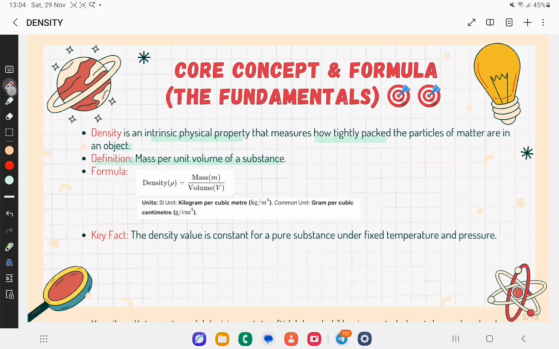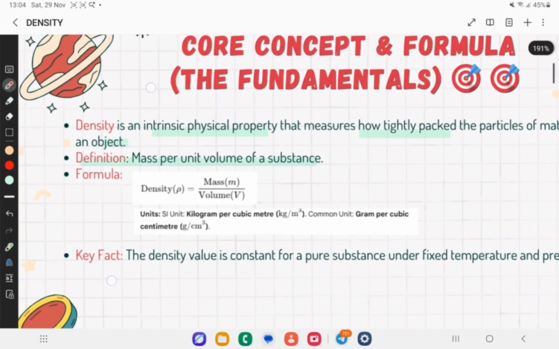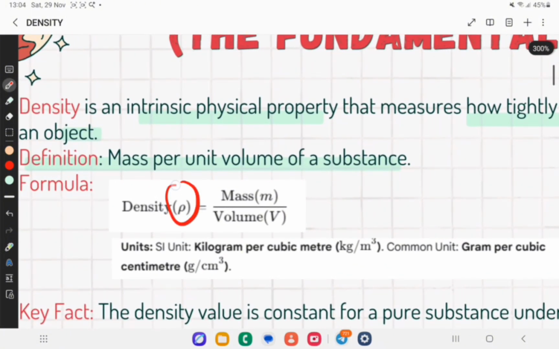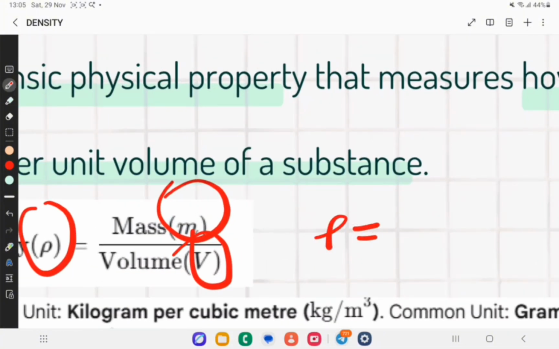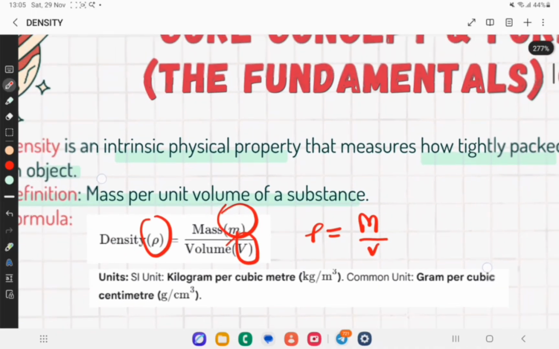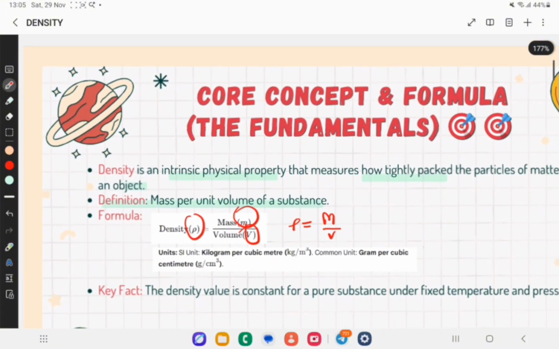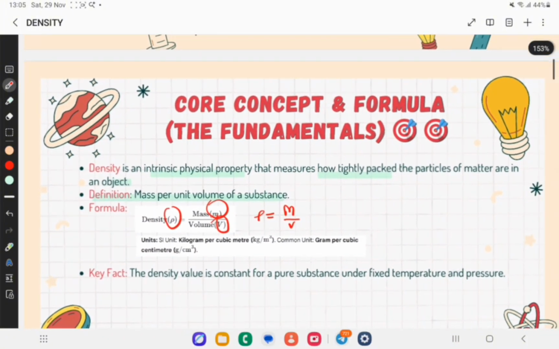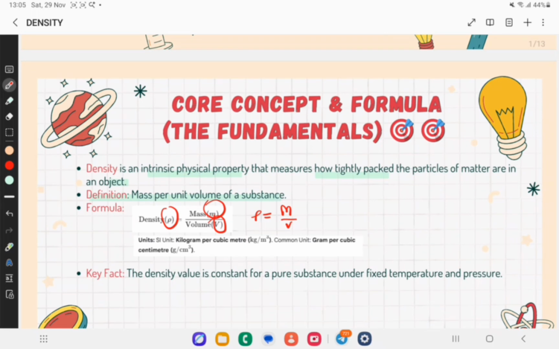So this is our formula that you need to remember and memorize. Density, this is our symbol for density, and density equals mass over volume. So I will write here, density equals mass over volume, M over V. That's the tip. The SI unit is kilogram per cubic meter, kg over m cubed. The common unit is gram per cubic centimeter.